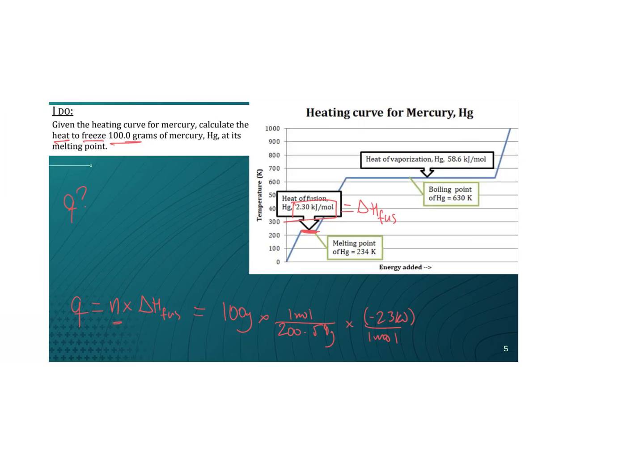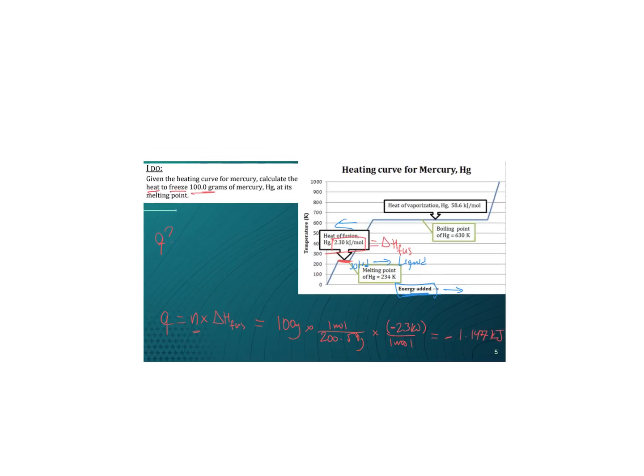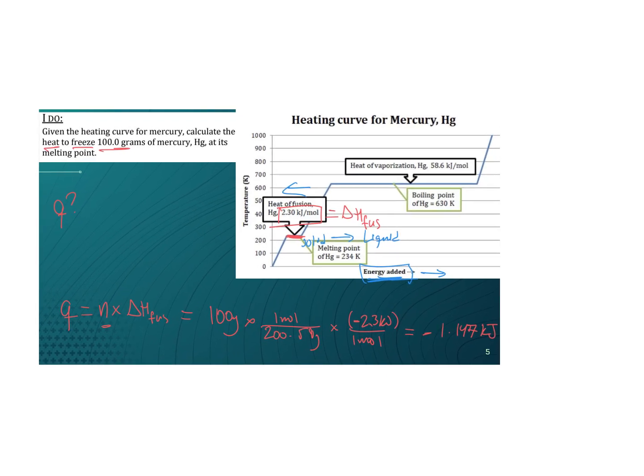Now, the reason we use the negative number, of course, is because this is looking at energy added, and energy added is going to the right. Going to the right, we're going from a solid to a liquid. And so if we were going from solid to liquid, then we use a positive number. But since this is going in the opposite direction, we're going from a liquid to a solid, or we're freezing it, we need to use negative 2.3 kilojoules per mole. When we do that math, we get minus 1.147 kilojoules, not kilograms, kilojoules of heat are required to freeze mercury. We'll talk a little bit more about this in class, but for now, that's all. Thanks, guys.